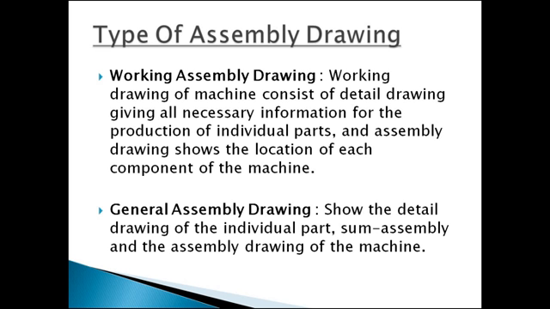Then friends, the general assembly drawing shows the detail drawings of the individual parts, the sub assemblies and the assembly drawing of the machine. So friends, when we are going to assemble a big machine, first of all we are required to do sub assemblies. At the end we are going to collect every sub assembly and then we are going to make our main product.